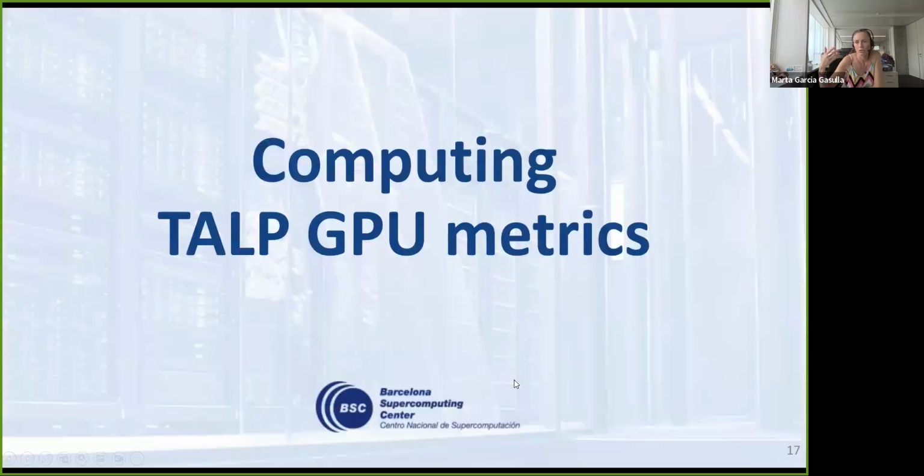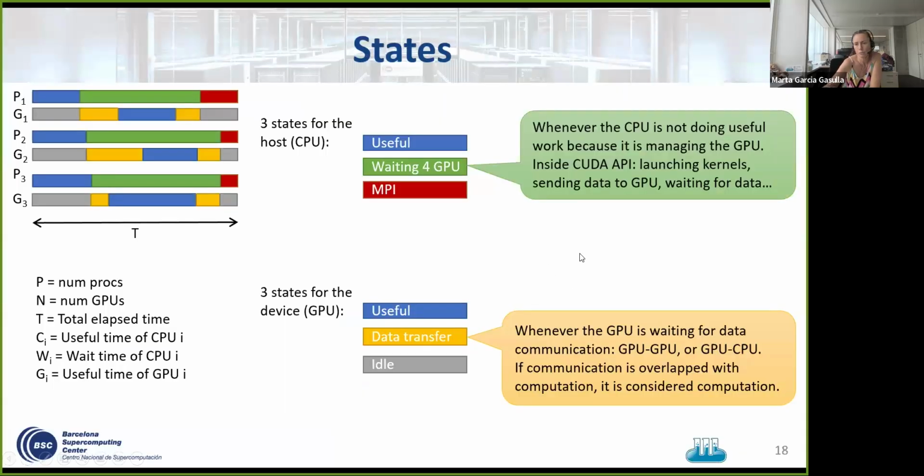So on top of this, which are the classical MPI POP efficiency metrics, we are computing the GPU metrics. How do we do this? For this, we need more states. So now, instead of 2 states, we will have 3 states for the host and 3 states for the device.